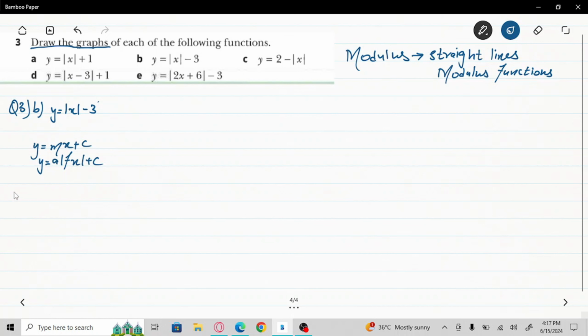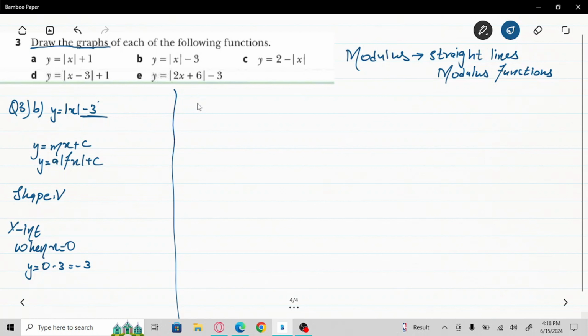What we're going to find out first is our shape, which is again a V shape. Then we are going to find out our y-intercept, and the y-intercept is -3 because y equals mx plus c. -3 is the answer when x equals 0. And let me prove this fact. When x equals 0, then we have the y-intercept. So what's going to happen? Y equals 0 minus 3, which equals -3. Yeah, method proved.